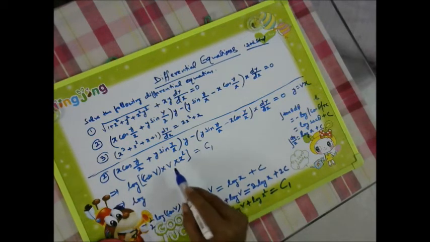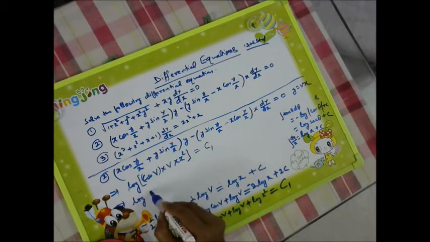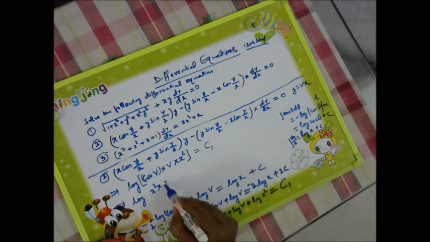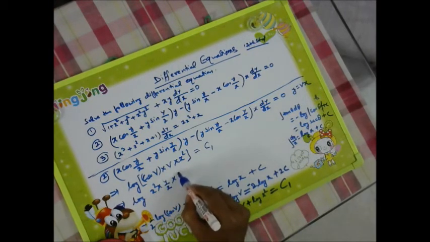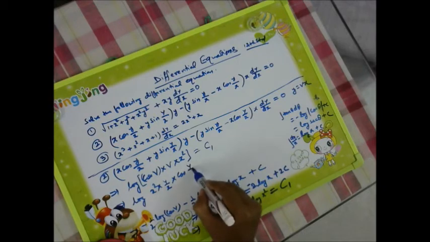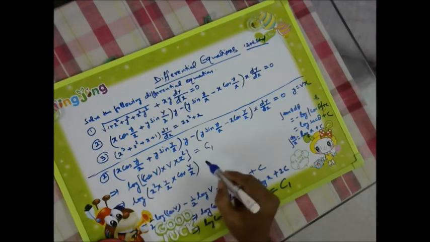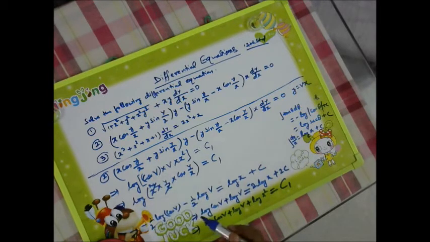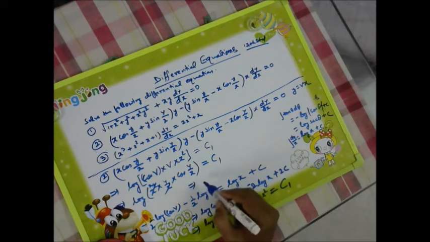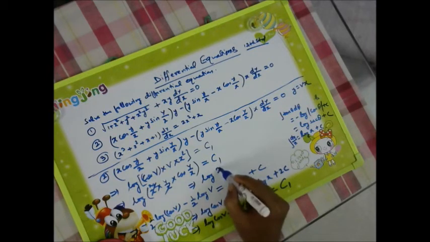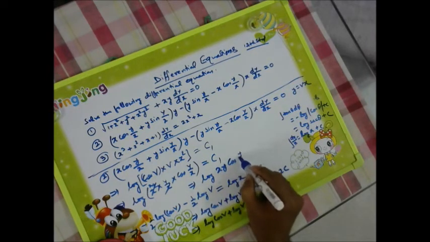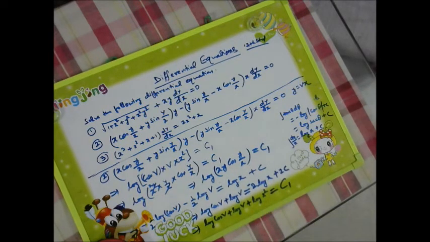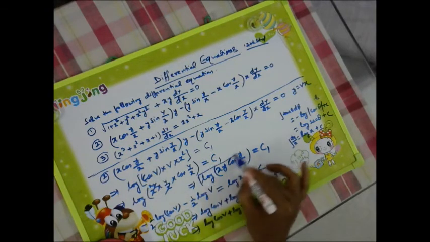So log x square into v, what is v? y by x. So y by x into cos y by x is equal to c1. This x will get cancelled and our answer will become log xy cos y by x is equal to c1, and this will be our final answer.